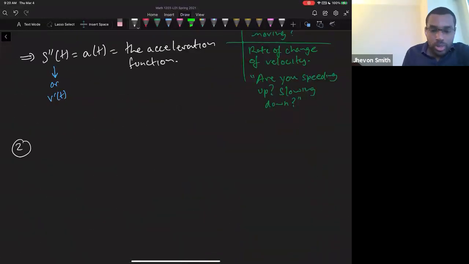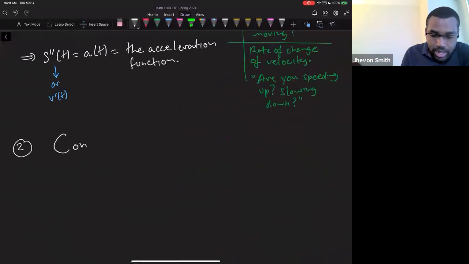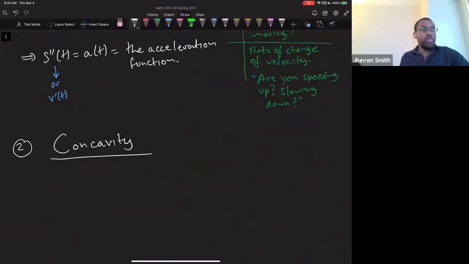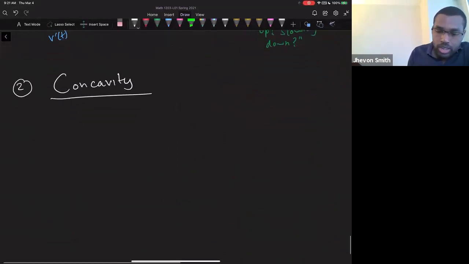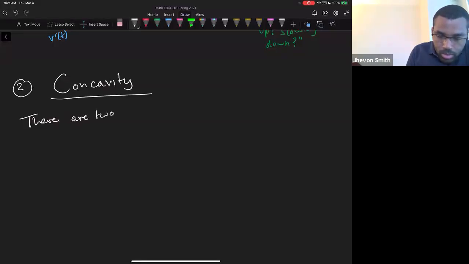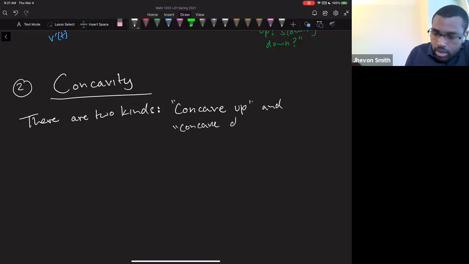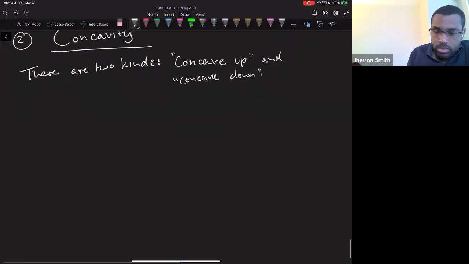Okay, so the second thing is this thing called concavity, which might seem like a very strange word at first, and I suppose it is, but I'm going to tell you what this word actually means right now. There are two kinds. There is what we call concave up and concave down. Let's take them one at a time.